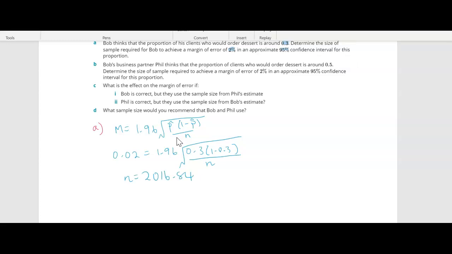All right, so we are looking at sample size, so we do need to round that, so 2017. So very similar to the example question. All right, let's do B over here.